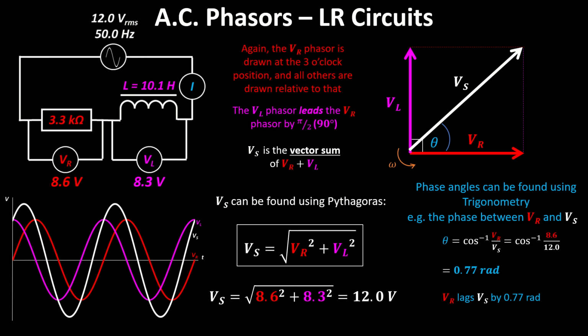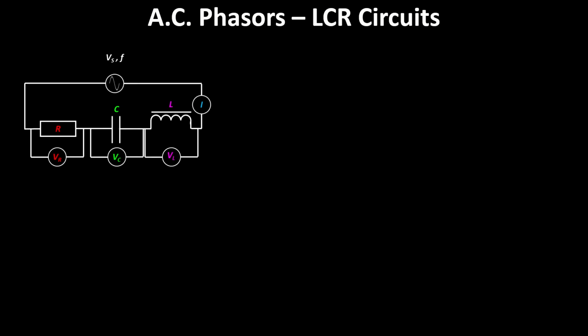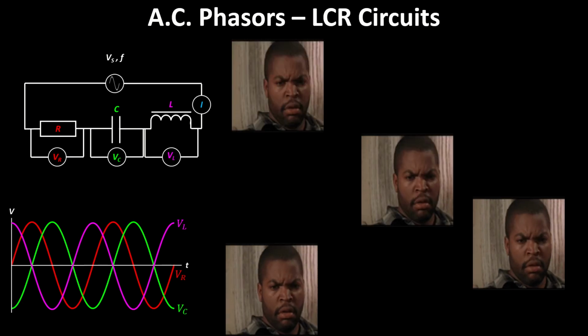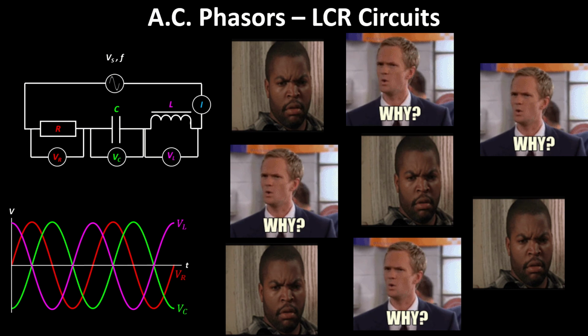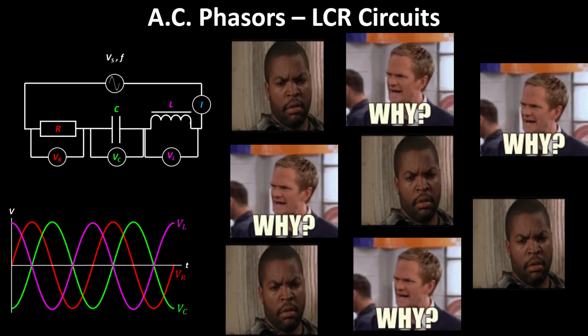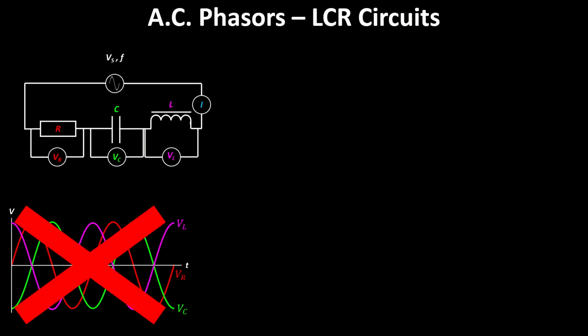So we've looked at capacitors and resistors, and we've looked at inductors and resistors. What happens if we put all of them together in a circuit? Now things start to get a little bit confusing if we draw them like this. The graph is just horribly confusing. So we're not going to look at it like that.